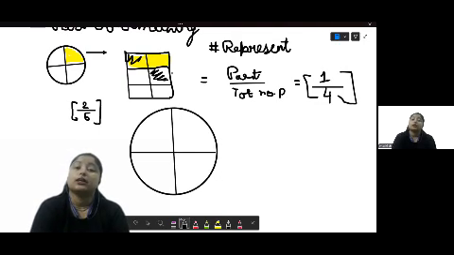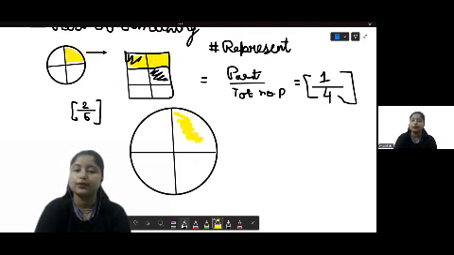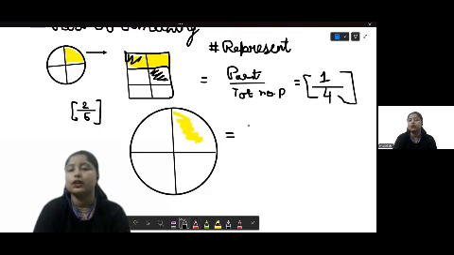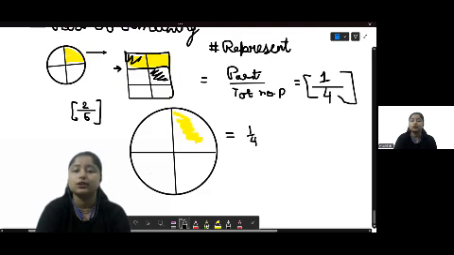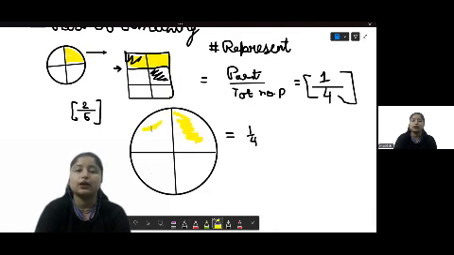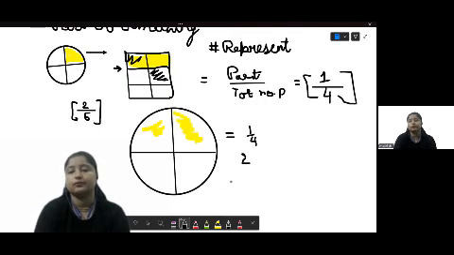Earlier you saw that when we are talking about 1 part, the fraction representation of that part was 1 over 4. Remember? Now, what if I talk about 2 parts, like we have seen in the chocolate example? So let's shade 1 more part. Now, what's the fraction? The fraction is 2 by 4.